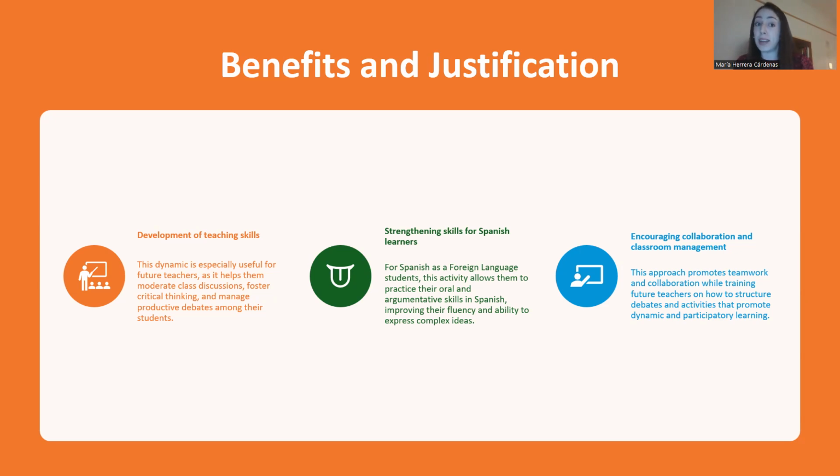And a final benefit of the role-playing strategy when teaching foreign languages is that it encourages collaboration and classroom management. So this perspective promotes teamwork and participation in groups, while also training future teachers on how to structure debates and activities that encourage these dynamic learning activities.